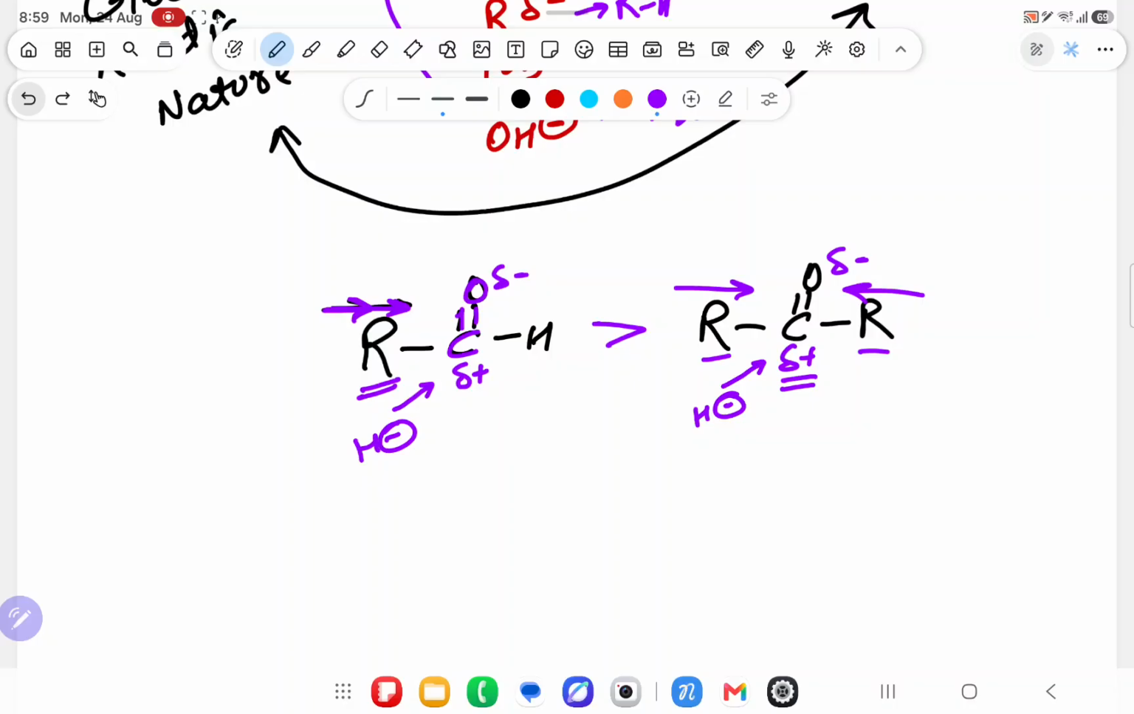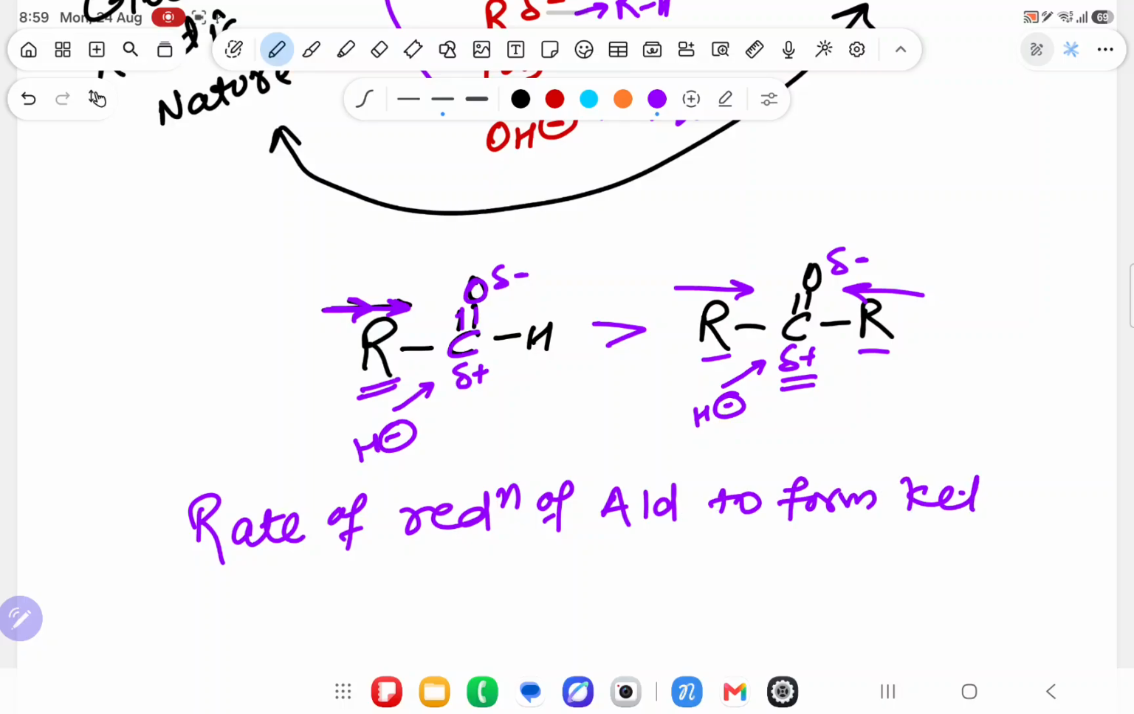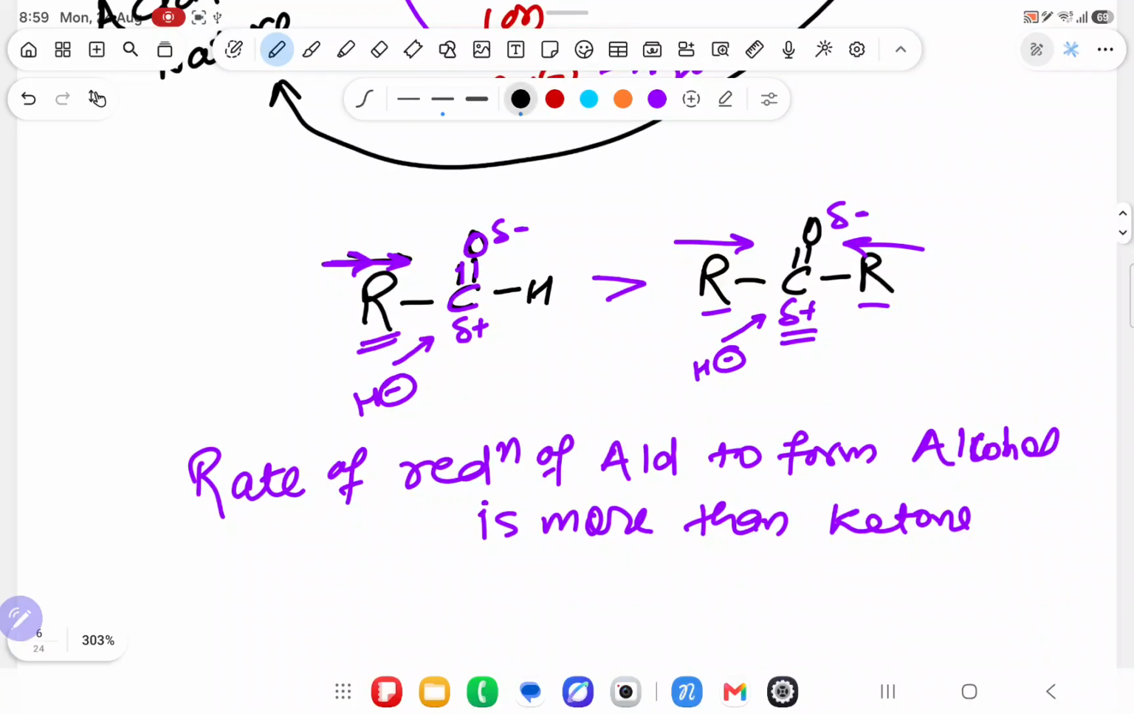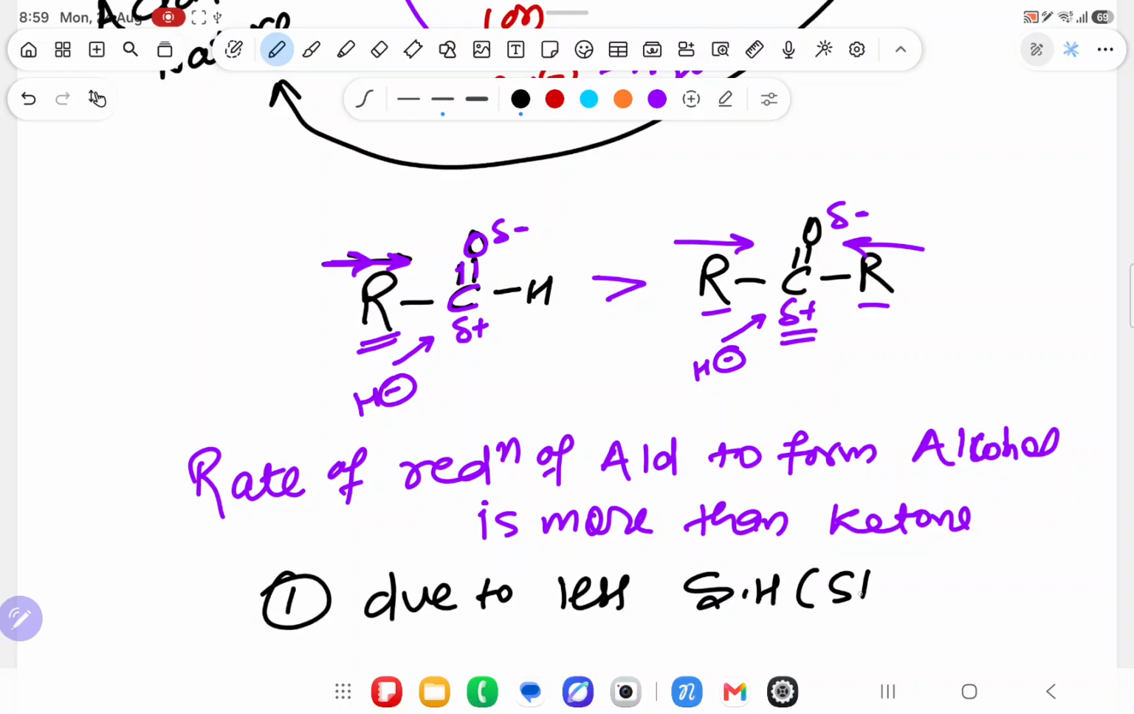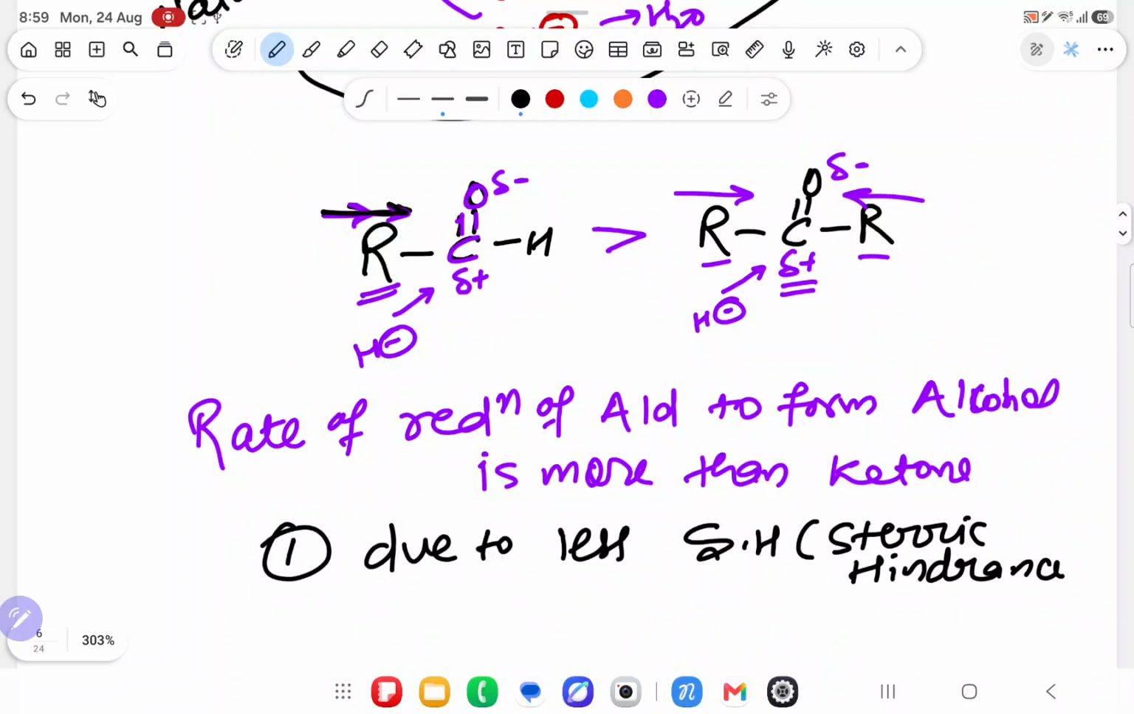Aldehyde. It means the rate of reduction of aldehyde to form alcohol is more than that of ketone. First reason is what? Due to less steric hindrance. Why? Because over here only one side R is there.